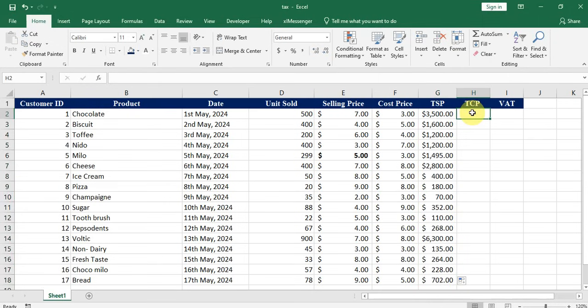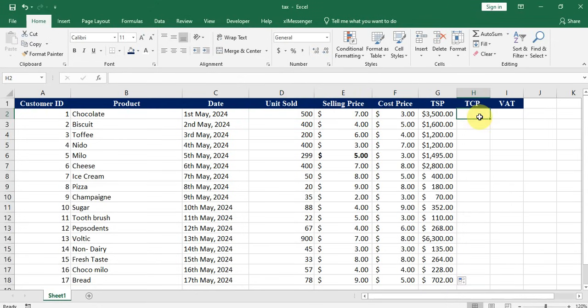Now we are calculating the total cost price. Yes, we have calculated the total selling price. Now how will we calculate the total cost price? Let me see if somebody can get it. Calculating the total cost price, it will be the cost price multiplied by the units sold. The cost price multiplied by the units sold.